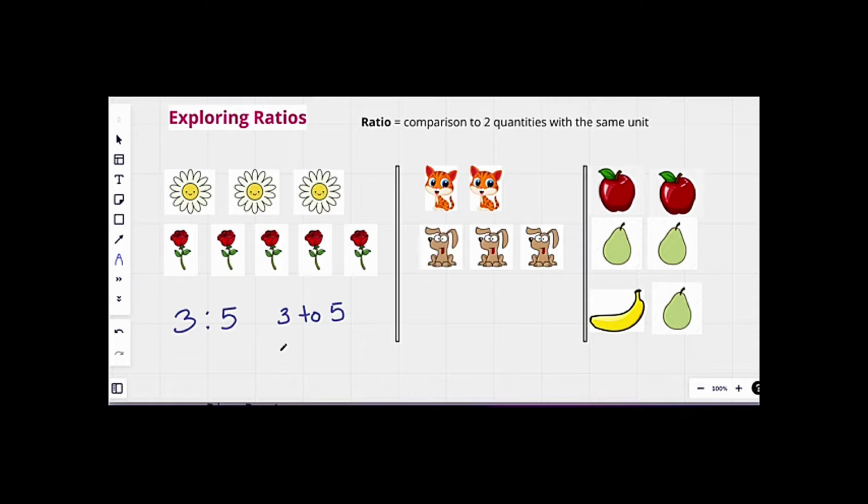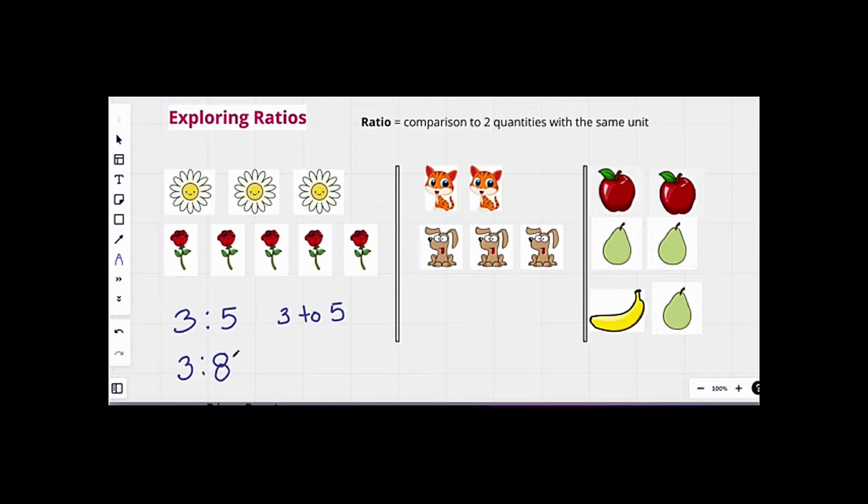But we also have a part-to-whole ratio. What that means is that although these are daisies and these are roses, they're all flowers. So how many flowers do we have all together? Got 1, 2, 3, 4, 5, 6, 7, 8 flowers all together. Okay, so let's remember that. So if we want to compare the daisies to the total amount of flowers that we have, what do we get? Well, how many daisies do we have? We had 3 daisies. And what is the total amount of flowers that we have? Well, we said we had 8 flowers in total.